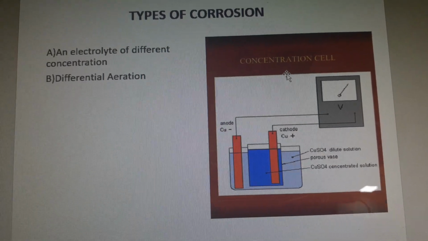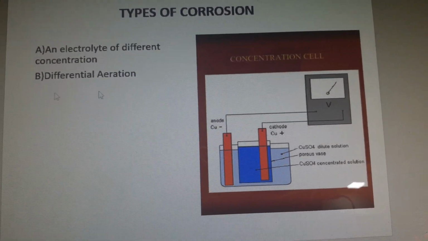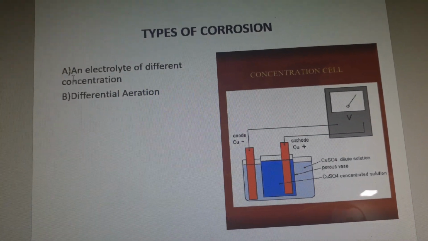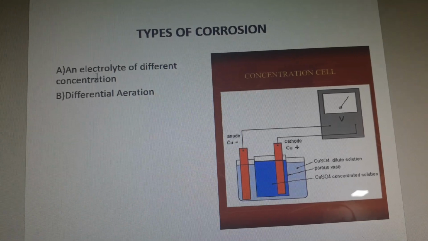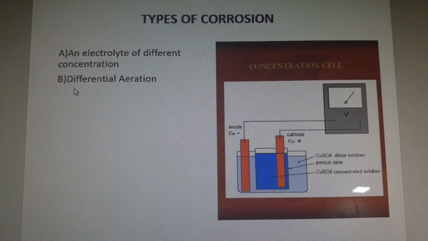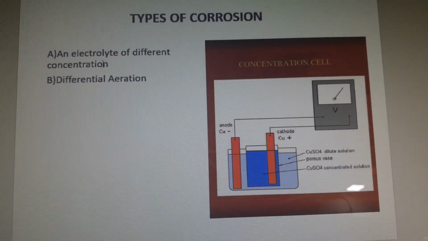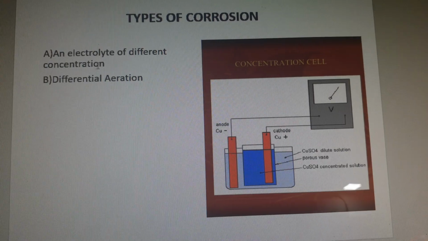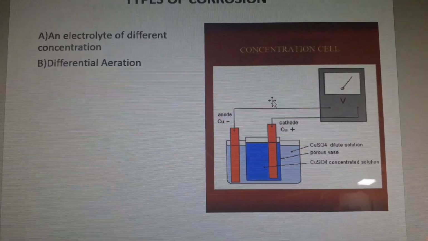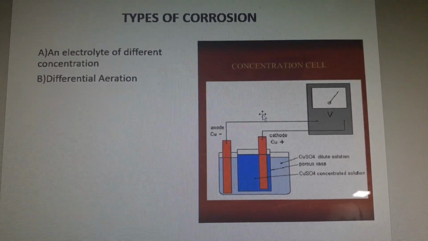As we know, corrosion takes place when there is a difference in oxidation potential, right? So this concentration cell is classified into two. The first one is an electrolyte of different concentration, and the second is called differential aeration. Now let's see the first case, that is, when we have electrolyte of different concentration. We have studied this in the electrochemistry chapter, where we studied types of electrochemical cells.